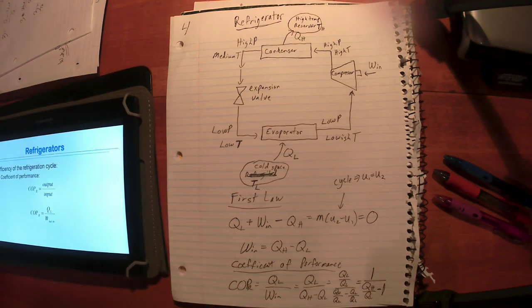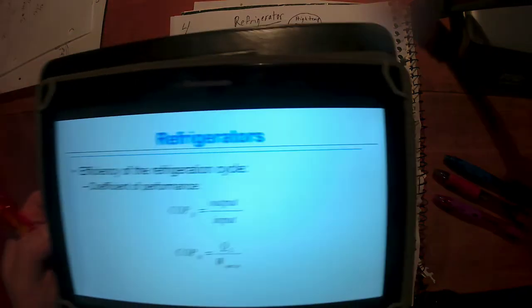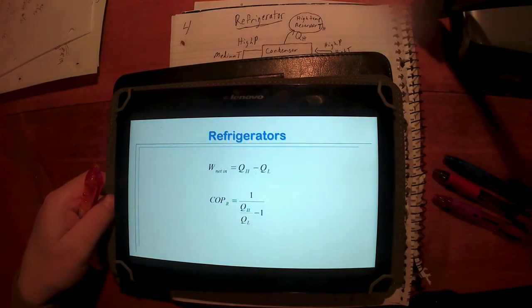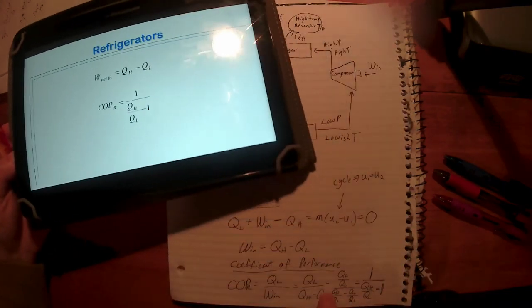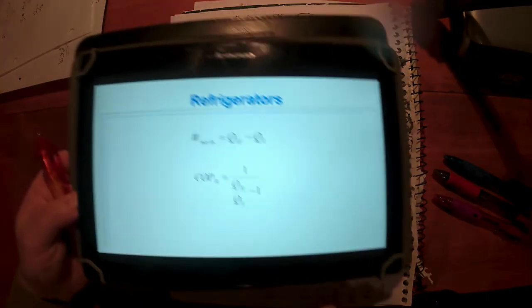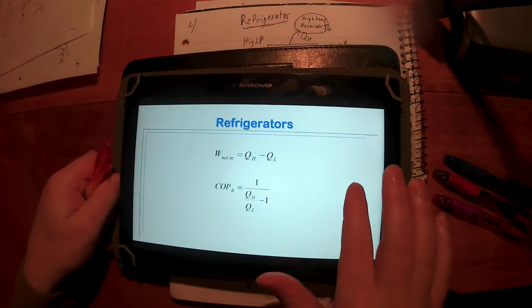But here's the basic idea here. We can go quickly through this. There's our first law. It simplifies down to this. So that means our COP can simplify down to that. You see the algebra here, why we know that's true. Okay? All right.